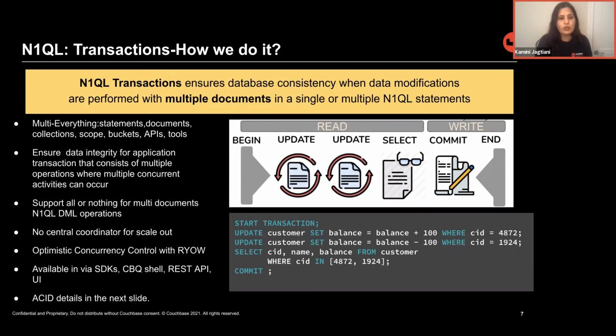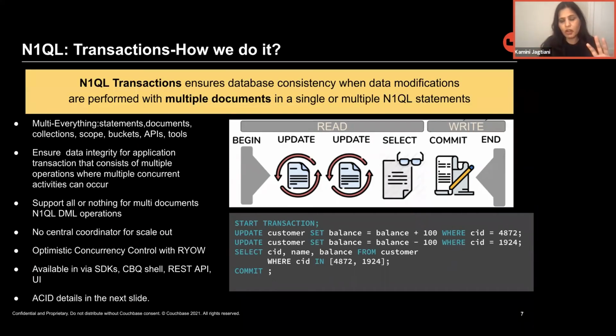Also, there is no central coordinator. So if you have one query service, you can have about 100 transactions running on that query service. If you add 3 query services, you will have 300 transactions that can run. So it scales pretty linearly because there's no real central coordinator. And towards the end, I have a slide with TPCC numbers, which shows how well we scale linearly. Also, like I said, it supports all or nothing for multiple documents. That's the ACID semantics.